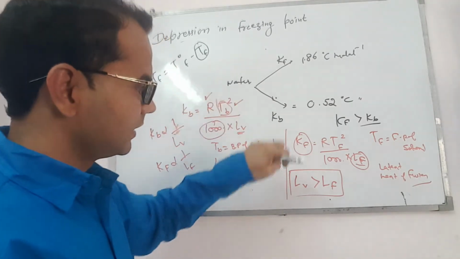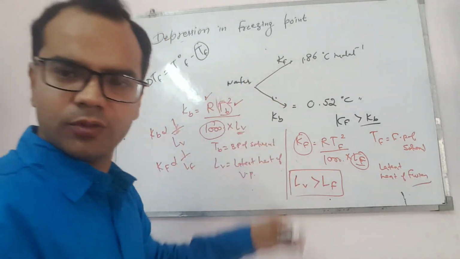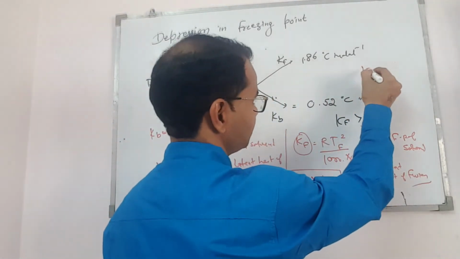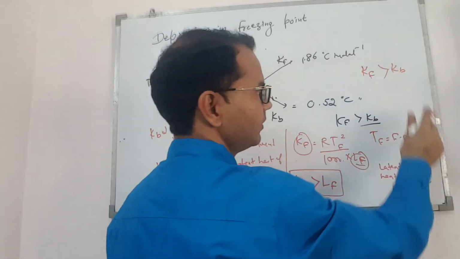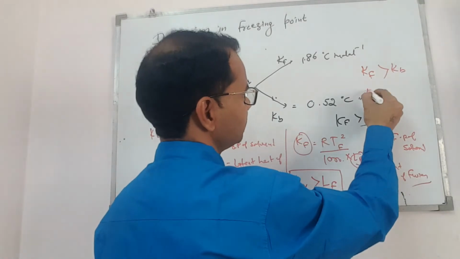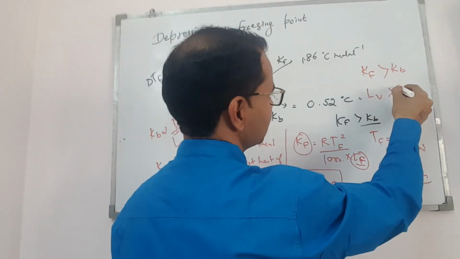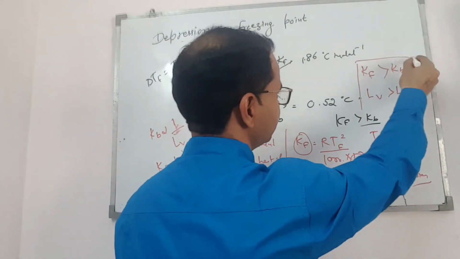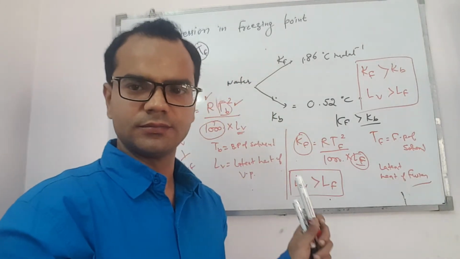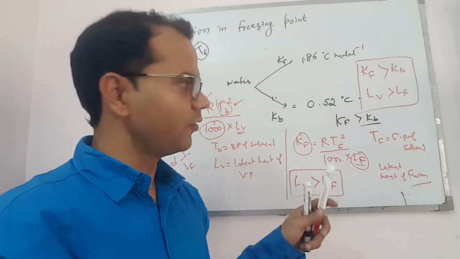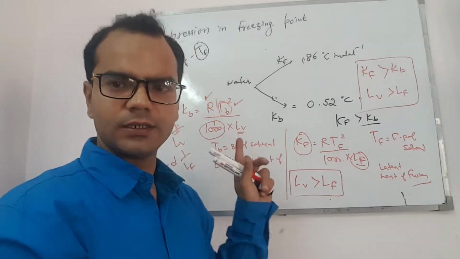So I am writing this conclusion in a box. Kf is higher than Kb. Why? Because LV is greater than LF. This is an AIIMS level question. Clear? Now we are going to solve one numerical.